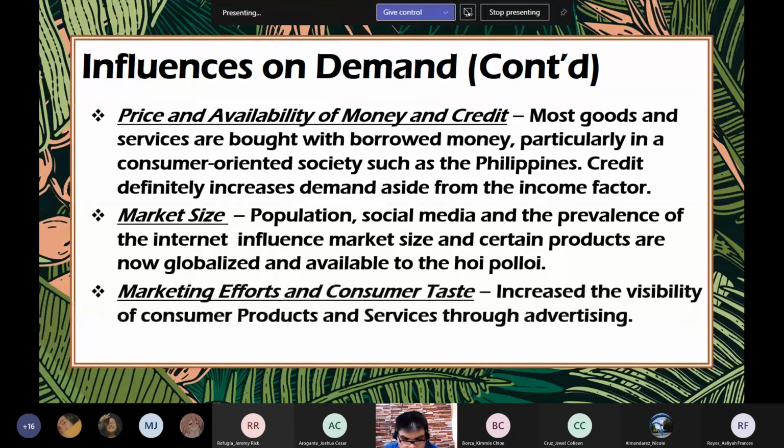Next. Mag-extend na lang tayo ng konti. Marketing efforts and consumer taste. Miss Larissa, nandiyan ba siya? Sir, yes. Marketing efforts and consumer taste increase the visibility of consumer products and services through advertising.